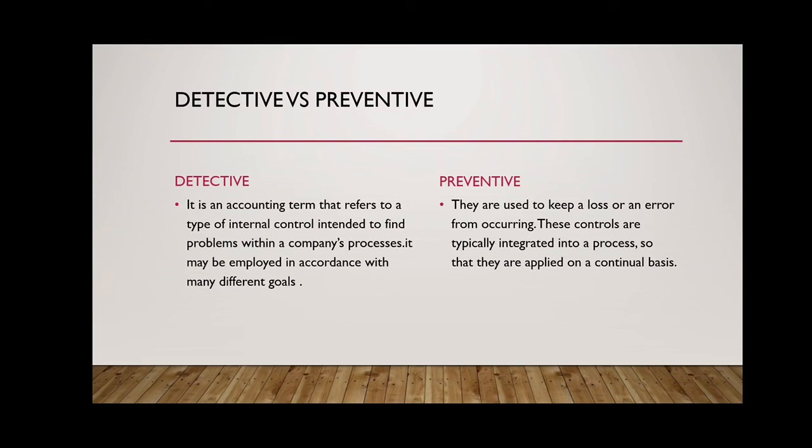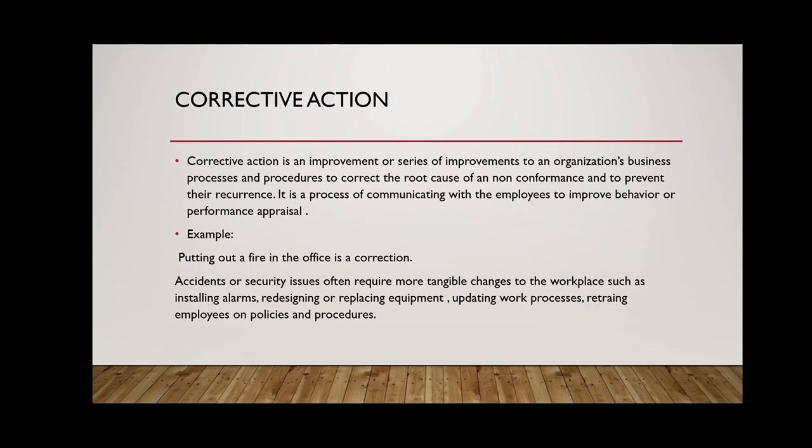The difference between detective versus preventive. Detective. It is an accounting term that refers to a type of internal control intended to find the problems within a company's processes. It may be employed in accordance with many different goals. Preventive. They are used to keep a loss or an error from occurring. These controls are typically integrated into a process so that they are applied on a continual basis.